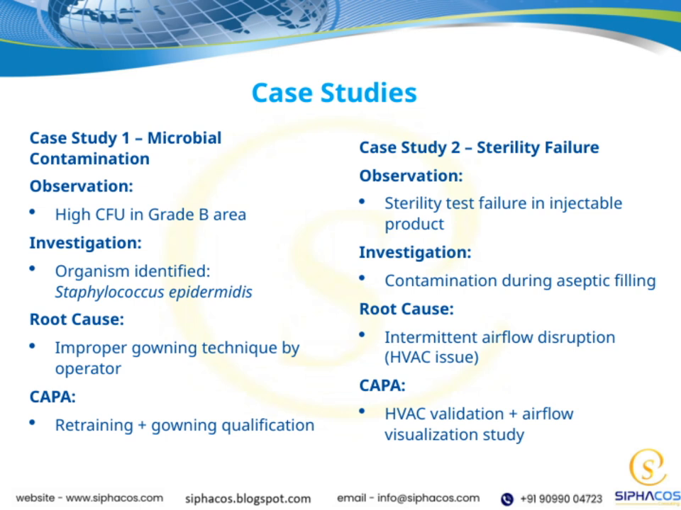The root cause was identified as an intermittent airflow disruption caused by an HVAC issue. This kind of disruption can compromise the sterility barrier, allowing contaminants to enter the product. To address this, the CAPA involved HVAC validation and conducting an airflow visualization study. These steps help ensure that the airflow remains consistent and properly controlled during production, preventing future contamination risks.